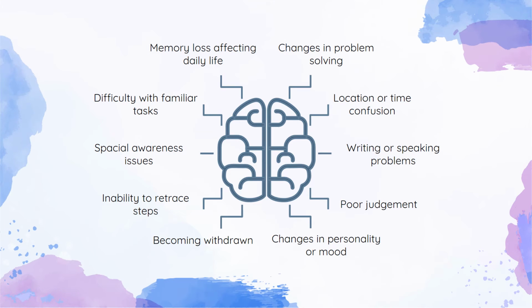According to the Alzheimer's Association, there are 10 signs and symptoms to watch out for that could mean a person is suffering from dementia or Alzheimer's disease. The 10 that they describe are memory loss that disrupts daily life, challenges in problem solving, difficulty doing familiar tasks, location or time confusion, trouble with spatial awareness, writing and speaking problems, loss of ability to retrace steps, poor judgment, being withdrawn, and changes in personality and mood.